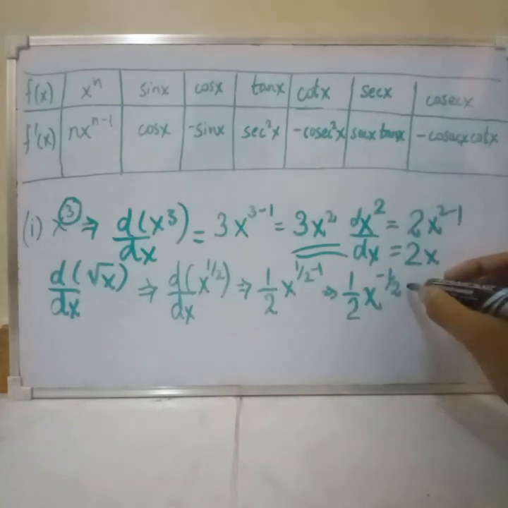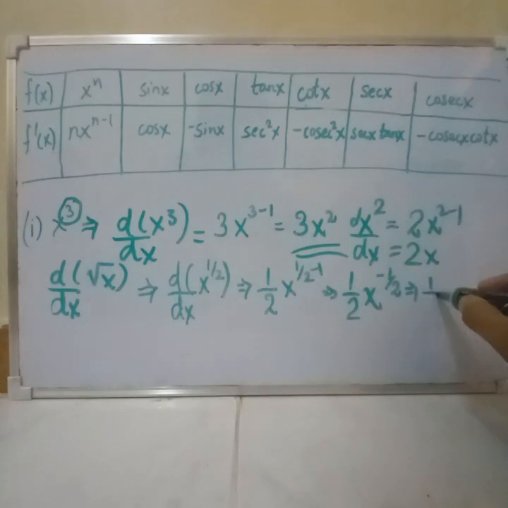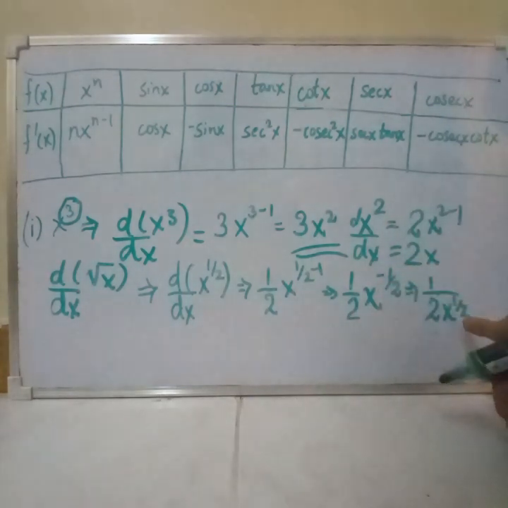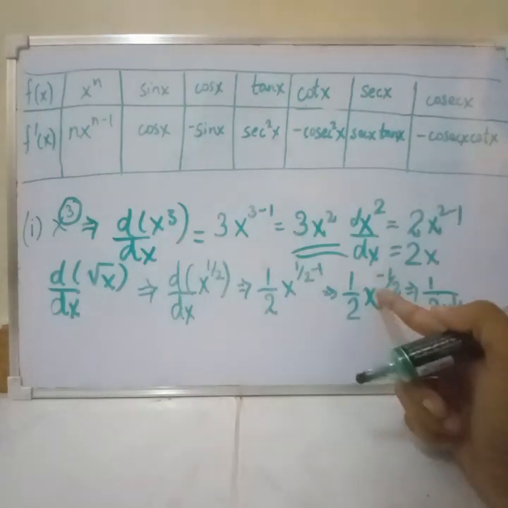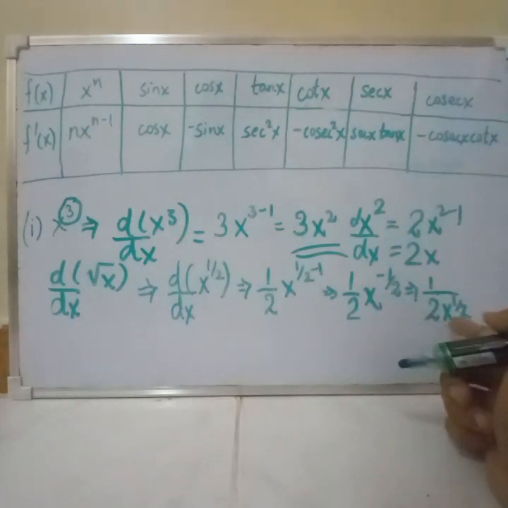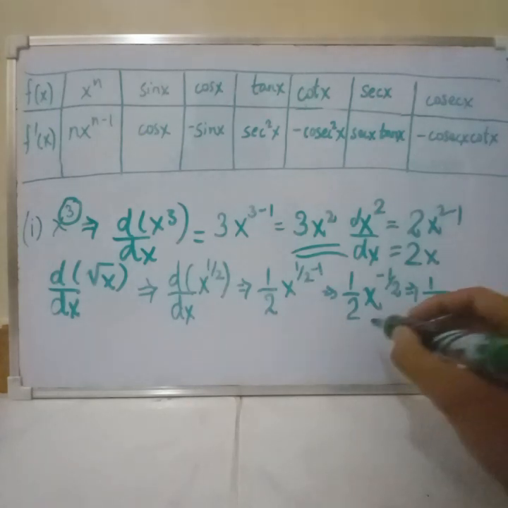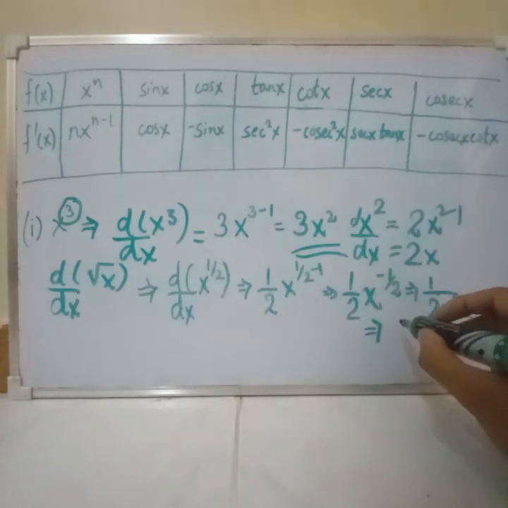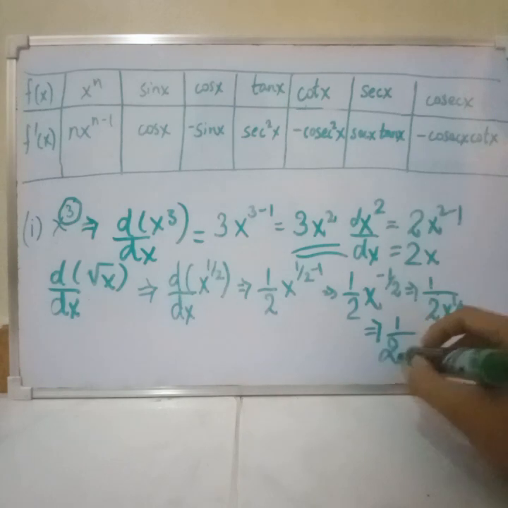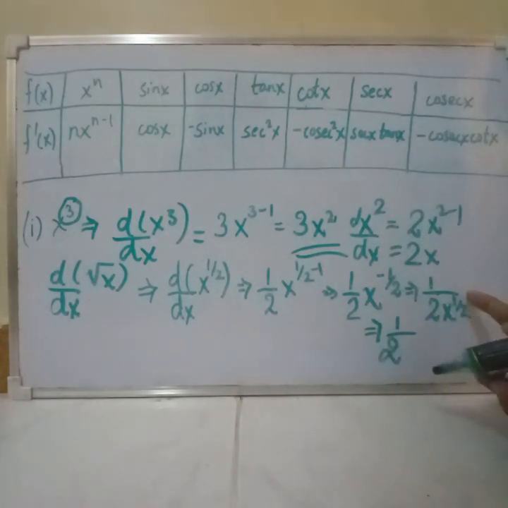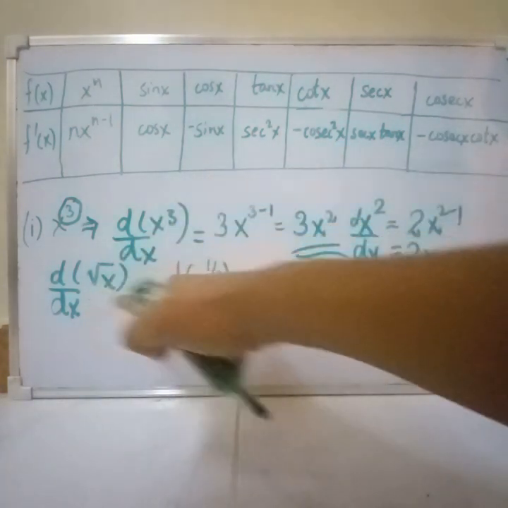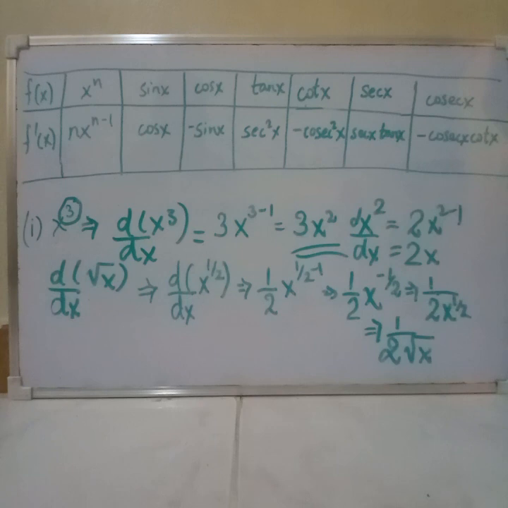So in order to remove this minus sign, we can just change it to the denominator. To remove the minus sign, we have to take the variable to the denominator. It's in the numerator now, so it goes to the denominator. And to remove the half, we have to take the square root of the x. So instead of half, it will be square root and x inside. So the derivative of root x is 1 by 2 root x.